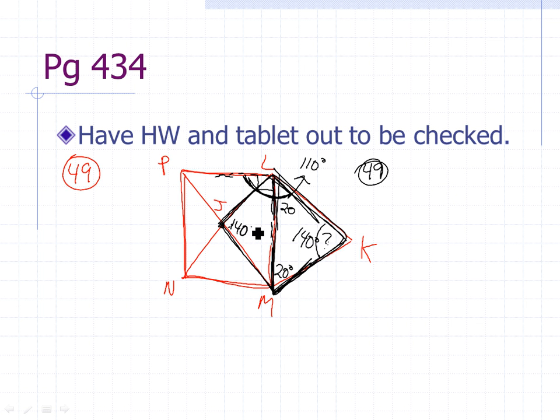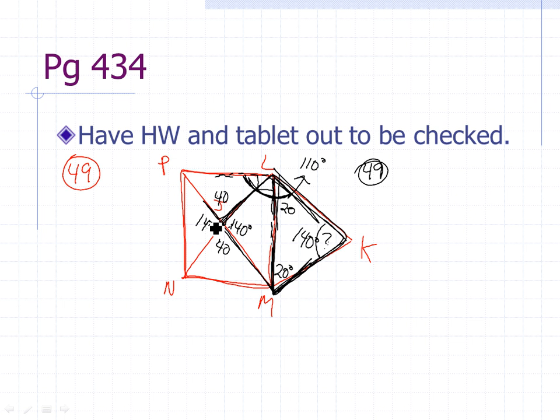140. Remember, this is a rectangle, not a rhombus or a square, so the diagonals aren't perpendicular to each other. What's this angle right here? 40. What's this angle up top here? Right here. 40. 140 over here, vertical angles.